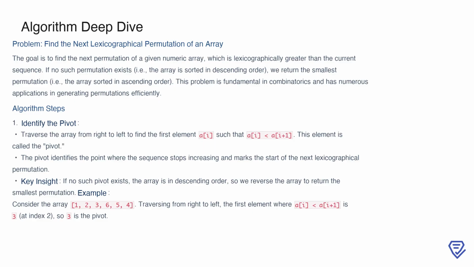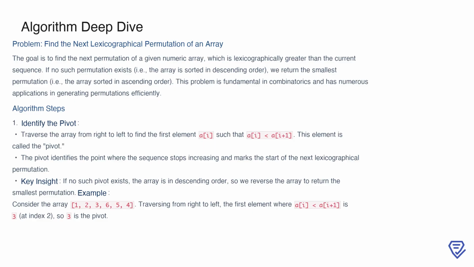The algorithm starts with identifying the pivot. Here, we traverse the array from right to left to locate the first element where a number is smaller than the one following it. This element serves as the pivot, marking the point where the sequence stops increasing. For example, in the array 1, 2, 3, 6, 5, 4, the pivot is the value 3 at index 2, as it is smaller than the next number, 6.